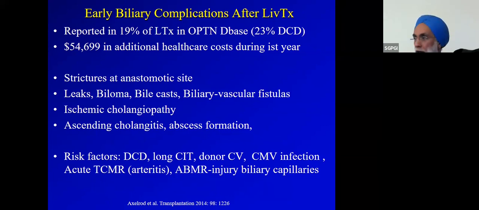The risk factors are deceased donor livers, long cold ischemia, donor arteriosclerosis, CMV infection, acute rejection, TCMR if it causes arteritis, and even antibody injury can cause damage to the biliary capillaries. So there can be rejection causes of biliary complications.